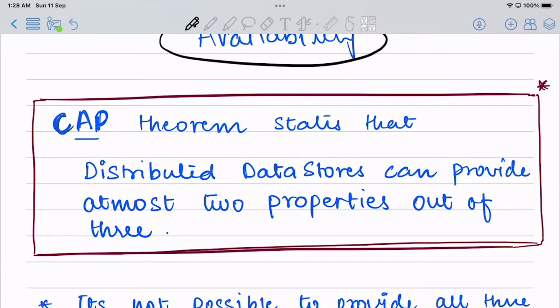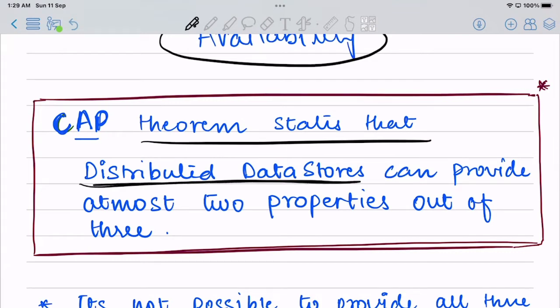Theoretically, as you can see on the screen, CAP theorem states that distributed data stores. Here you know what distributed systems are, and data stores also. If you don't know that, you should google it. I am not going to make a video on this.